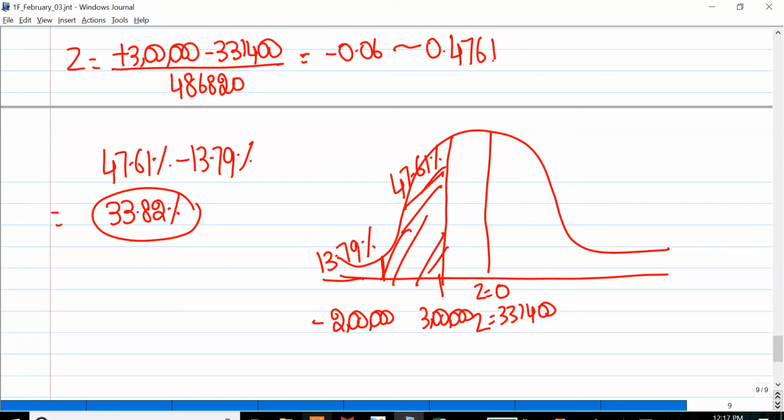Less than 3 lakhs, left side. Exact 3 lakhs you cannot calculate. It's either less than or greater than. If you want less than 3 lakhs, it's the left side answer. If you want greater than 3 lakhs, it's the right side answer. So less than 3 lakhs, whatever table values you have, those are for the less than. So less than 3 lakh is 47.61%. Less than negative 2 lakhs is 13.79%. In between is the difference. Any doubts on this part?